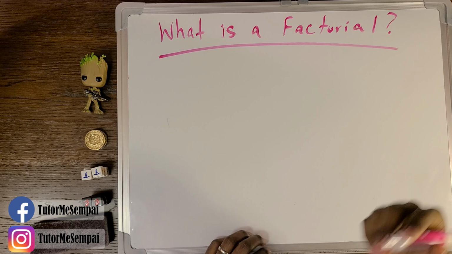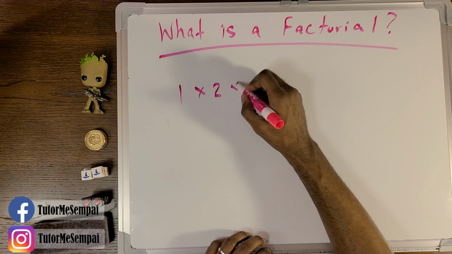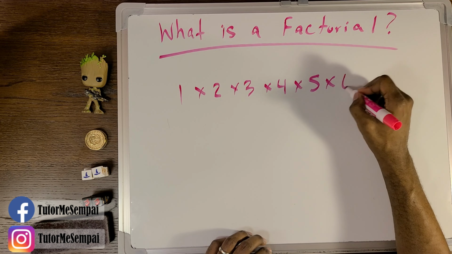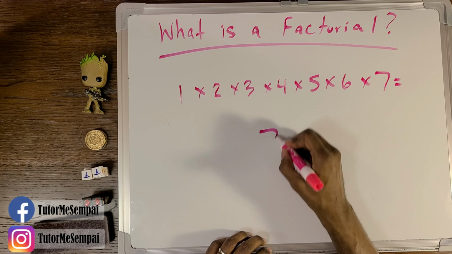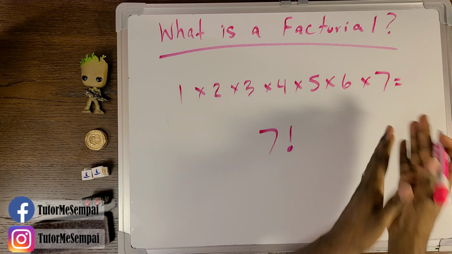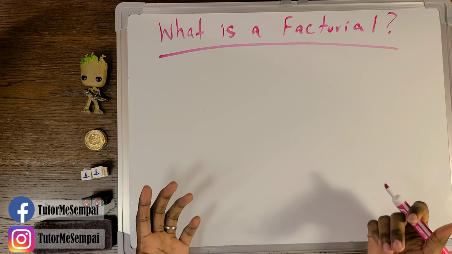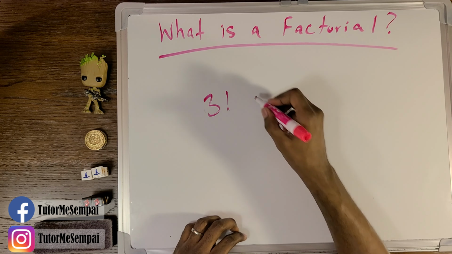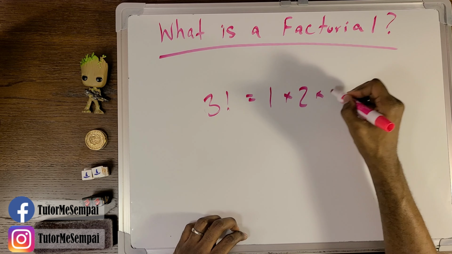And you can do the same thing for any of these numbers. So let's say you want to go all the way up to 7. So starting at 1 times 2 times 3 times 4 times 5 times 6 times 7. And that's going to be 7 factorial. Whatever that largest number is that you stop at, that's the factorial you have. So if I was to say, what is 3 factorial? What does that mean? Well, you should be able to tell me that's 1 times 2 times 3.